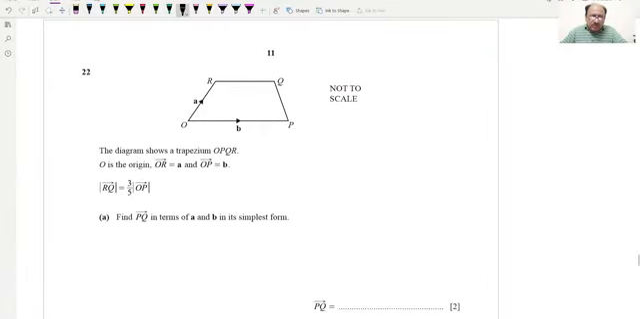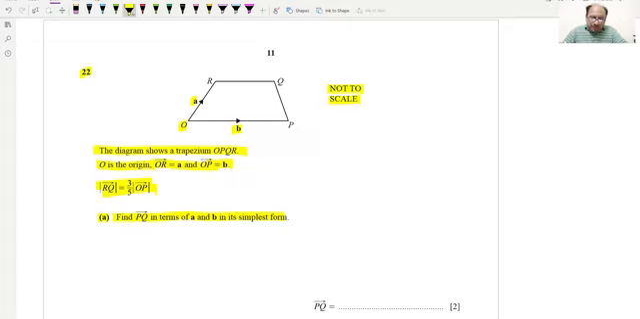Now question number 22 is a vectors question, and this is a little tricky. The diagram is not to scale. The diagram shows a trapezium, and O is the origin, OR is equal to A, and OP is equal to B. This relation is also provided: the modulus of RQ is equal to 3 by 5 of the modulus of OP. Part (a): find PQ in terms of A and B in simplest form.